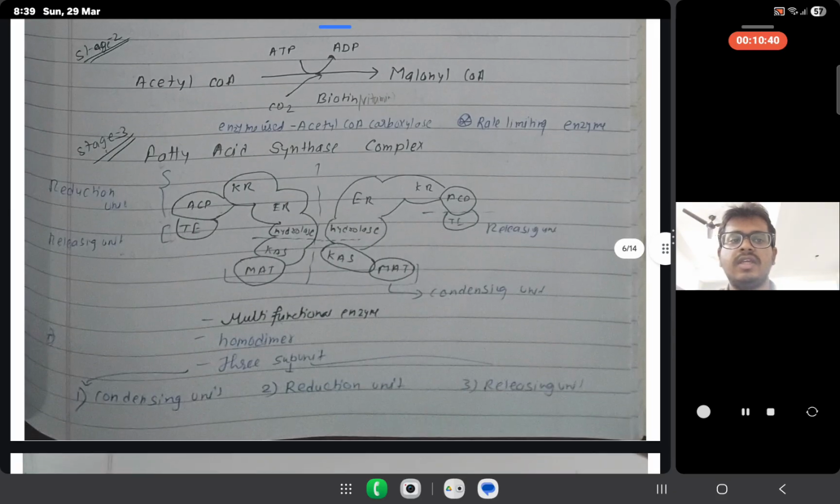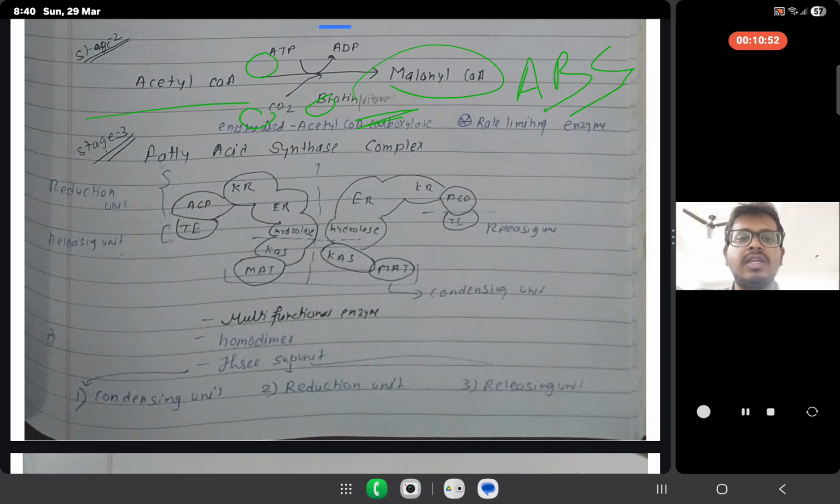The second stage is acetyl coenzyme A in the presence of A, B and C, that is, ATP, biotin, which is a vitamin, and CO2, converted to malonyl coenzyme A. So in the second step, acetyl coenzyme A is converted to malonyl coenzyme A in the presence of ATP, biotin and CO2. The enzyme used is acetyl coenzyme A carboxylase, and this is the rate limiting enzyme. Now we'll talk about the third step.